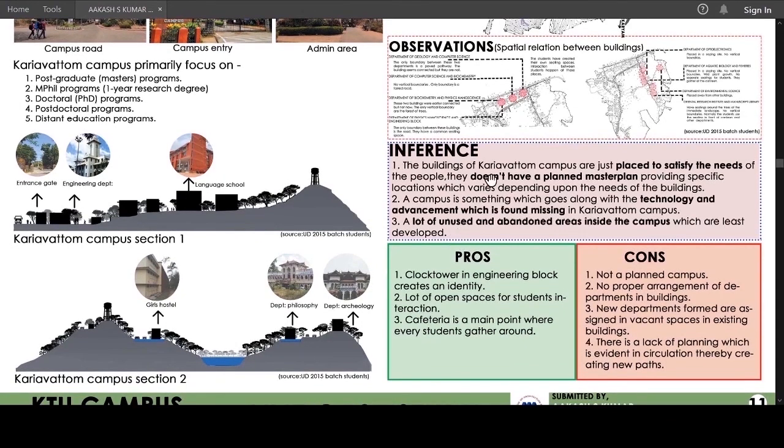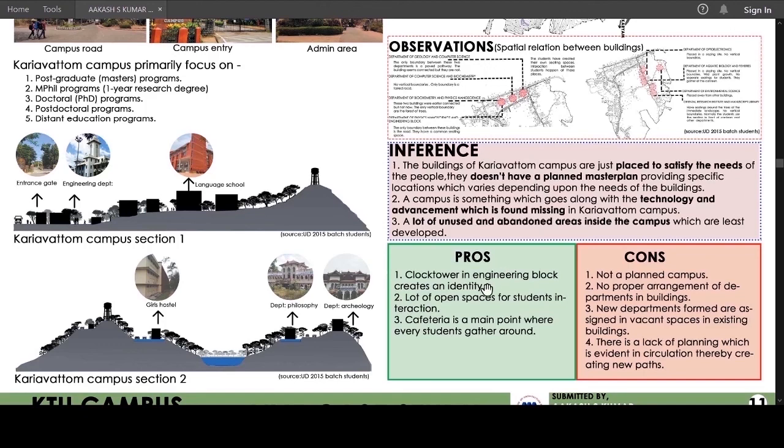The inferences include that the buildings of Karyavattom campus are placed just to satisfy the needs of the people. It doesn't have a master plan, and it doesn't go along with technological advancement. The majority of the campus is unused and abandoned. There are pros and cons.